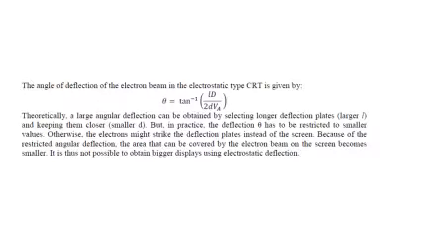Because of the restricted angular deflection, the area that can be covered by the electron beam on the screen becomes smaller. It is thus not possible to obtain a bigger display using electrostatic deflection. The whole screen cannot be used to observe the electrons. This limitation has been overcome or modified by new types of screens, as nowadays we are using LEDs and other screens. This was the drawback of the old screens.